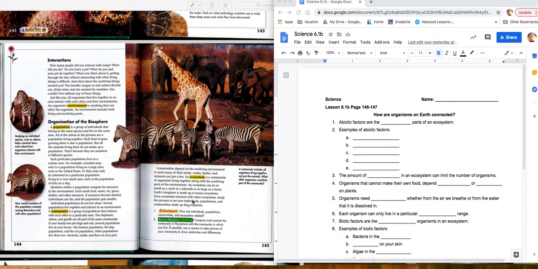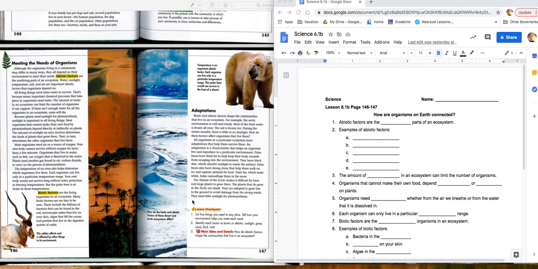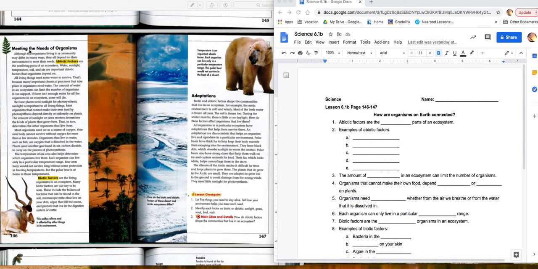Today we're going to talk about some of those living and non-living factors that make up this ecosystem and how things survive in it. Okay, so continuing on with lesson 1, trying to say how are they all connected. It says, although the organisms living in a community may differ in many ways, they all depend on their environment to meet their needs. Abiotic factors are the non-living parts of an ecosystem.